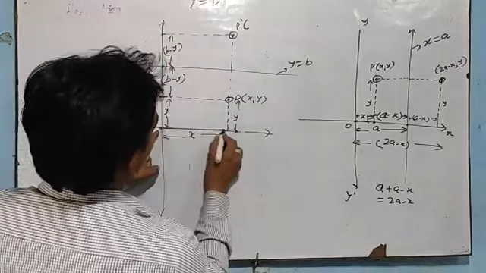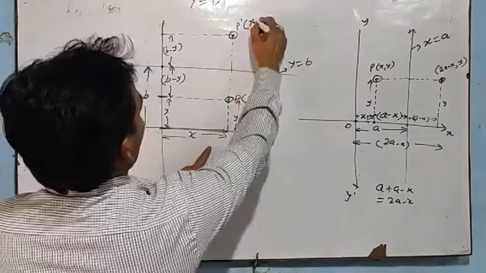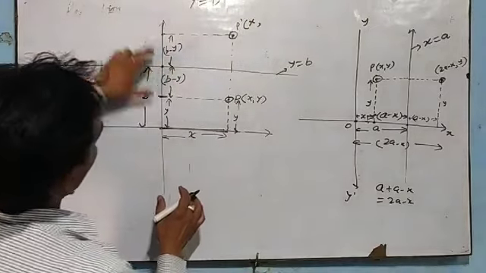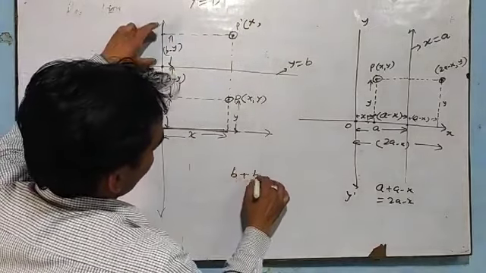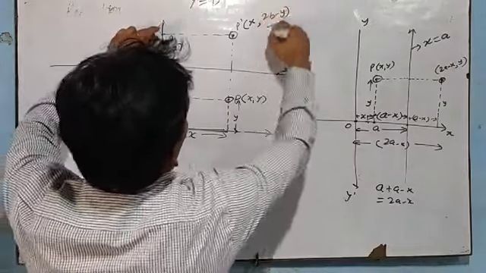From this point, this is not going to be changed. This point will be x, so x comma, this height will be changed. This is b, this is b minus y, b plus b minus y will be 2b minus y, so we will write 2b minus y.